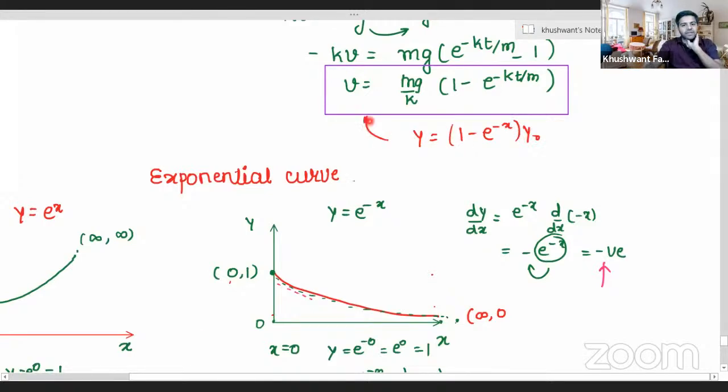Look, everyone, if I want to plot the velocity versus time graph, raise your hand quickly if you are able to link that these graphs are similar in nature. The only difference is that rather than x you just have kt by m in this question. That is the only difference, rest everything is the same. Check, everybody. Can you all see that?